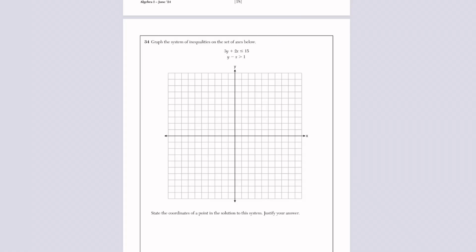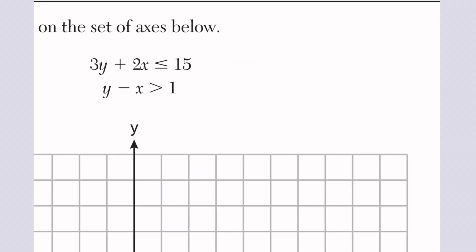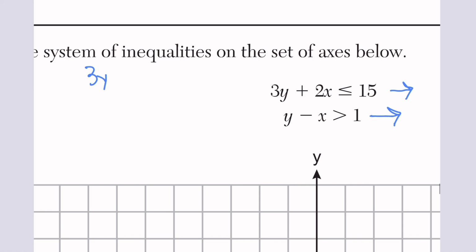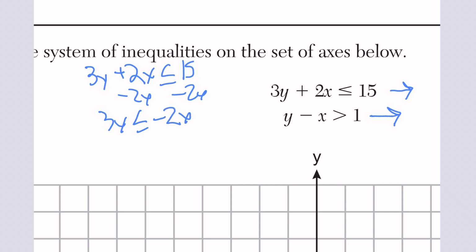Next question is to graph the system of inequalities. So first, you want to change this to a regular y equals, and this one as well. So with this one, let's just do it on the side here. 3y plus 2x is less than or equal to 15. And we're going to do minus 2x, minus 2x. We get 3y is less than or equal to negative 2x plus 15, over 3, over 3. y is less than or equal to negative 2 over 3x plus 5.